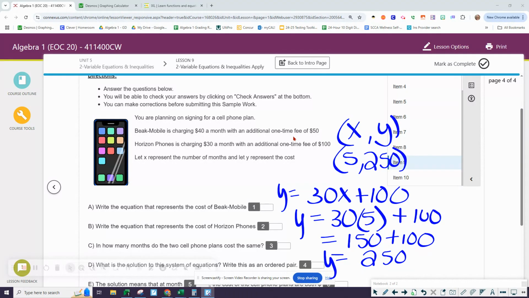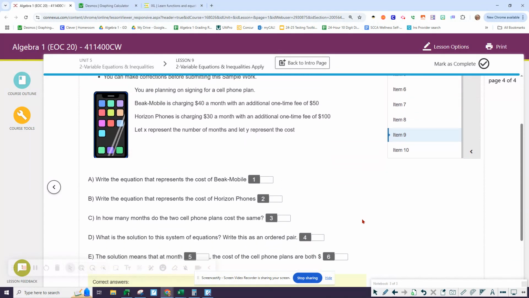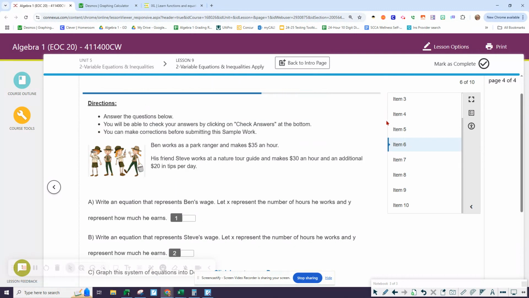And then let's see, E. The solution means that in 5 months, the cost of the cell phone plans are both $250.